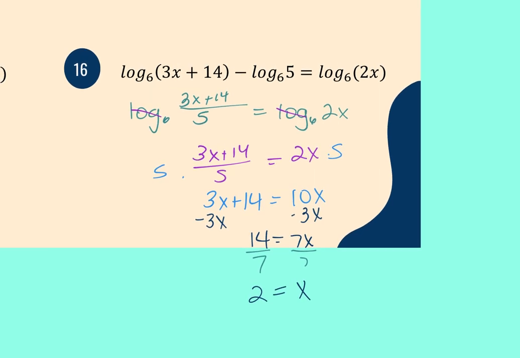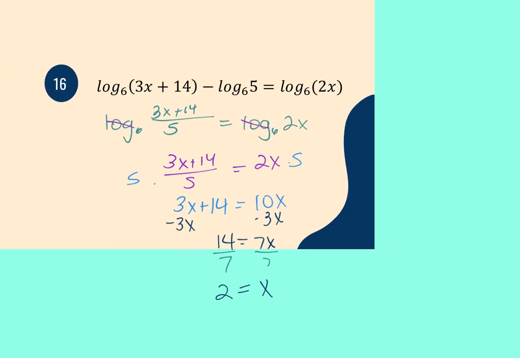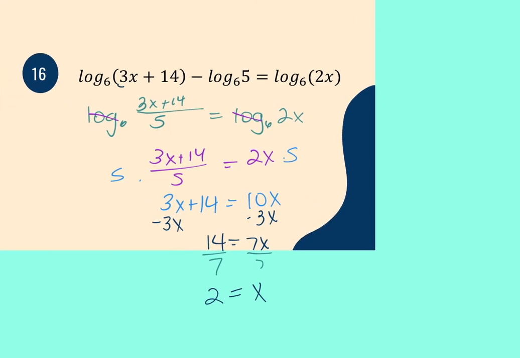So here's an example. I should have done this up here too. I should have checked to make sure I can plug that back in. When I get that 2, I want to come back up to my original question. Everywhere there's a log next to something with an x, I need to plug that back in. So I would make sure that 3 times 2 plus 14 is a positive number. I don't care what it is as long as it's positive. So 6 plus 14 is fine. I would plug in a 2 here, and make sure that's positive. 2 times 2 is 4, and that's fine.